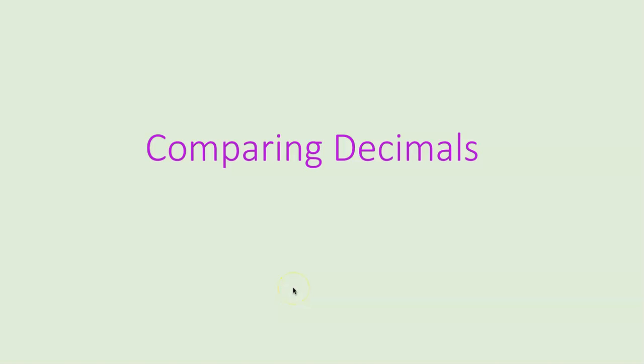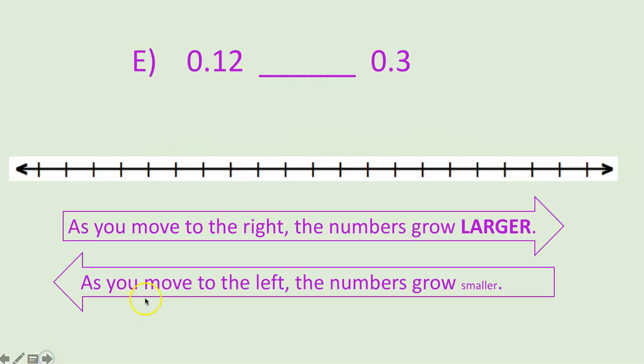We are continuing to work on number sense by comparing decimals. Let's compare 12 hundredths to 3 tenths. First, let's talk about place value.